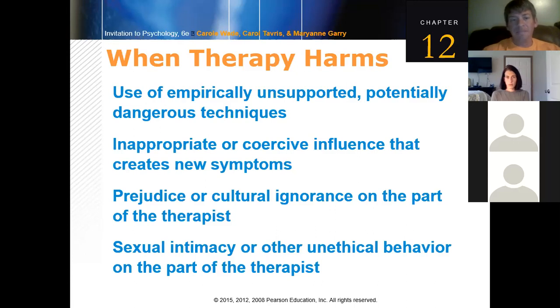If the therapist is using inappropriate or coercive influence, that ends up creating new symptoms, right? So now you were afraid of something, now you're associating that something with something else. If the therapist has a prejudice or is culturally ignorant, meaning they don't understand that some of these things are normal for that culture, right? Some of these things are like, oh, I'm always spending time thinking about the other. Wow, you need to start thinking about yourself a little more. Well, if that's from a collectivistic culture, that's normal.